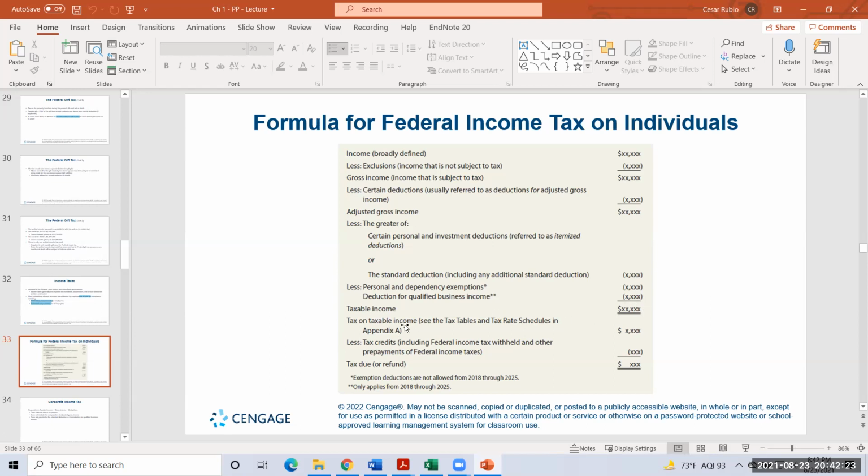Then now you're going to use the tax rate tables, which we're going to learn how to use. And then you're going to find out what your tax rate is, apply it, and now you just calculated your tax liability.